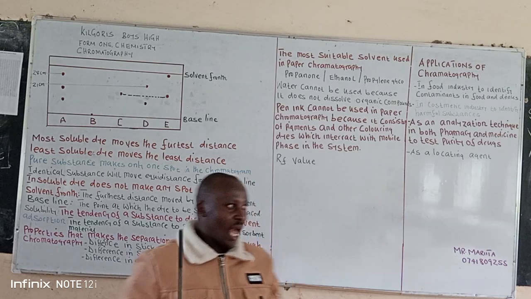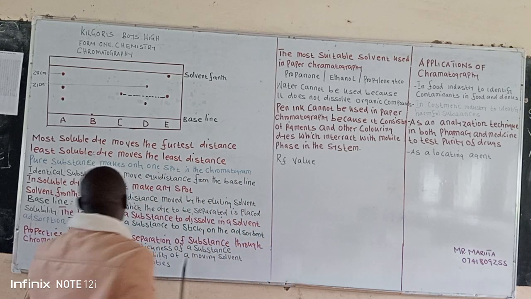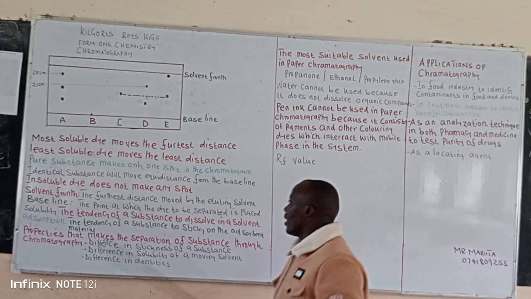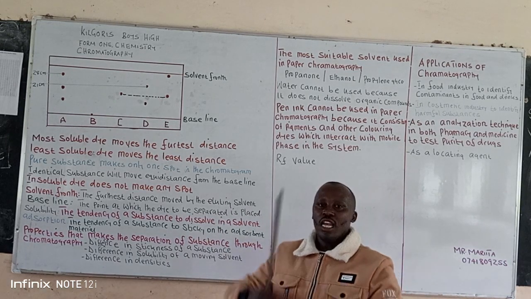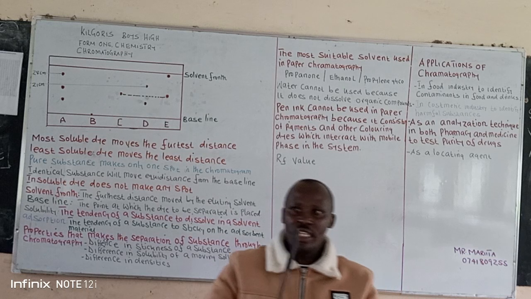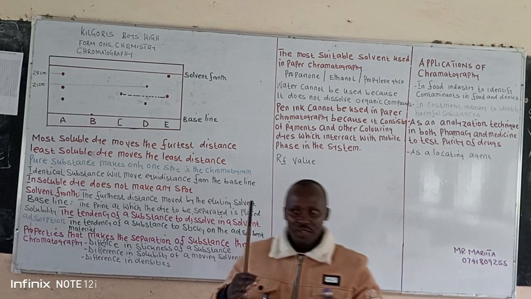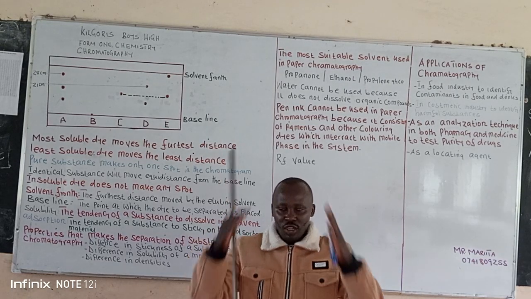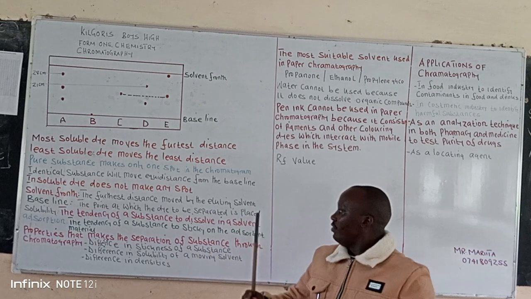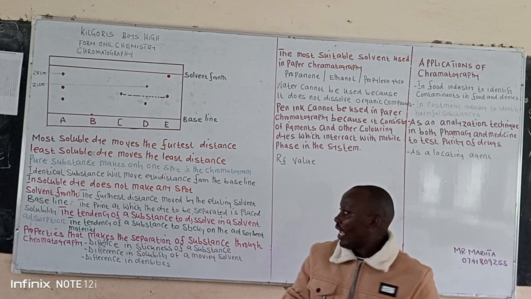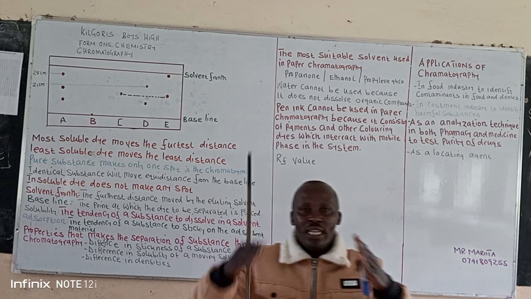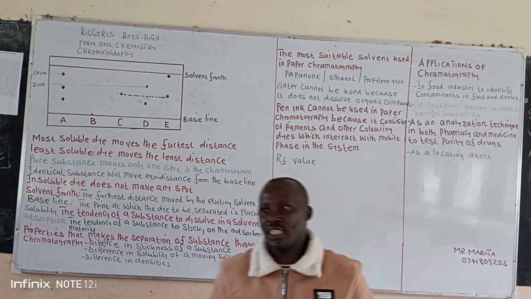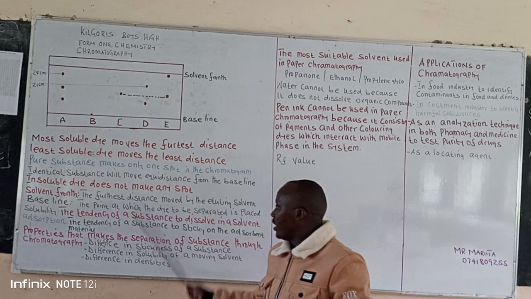Then what is a solvent front? A solvent front, in this case, is the farthest distance moved by the eluting solvent. That is a simple definition of the solvent front. Then we have the baseline. The baseline is the point where the dye to be separated is placed. A simple definition of the baseline.